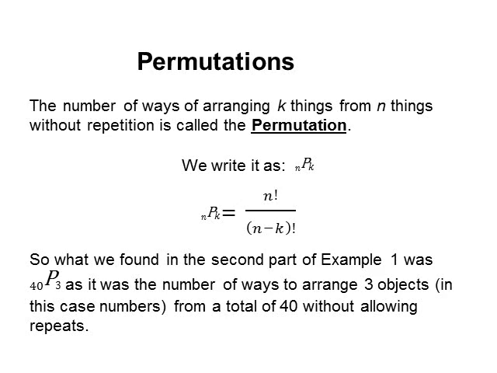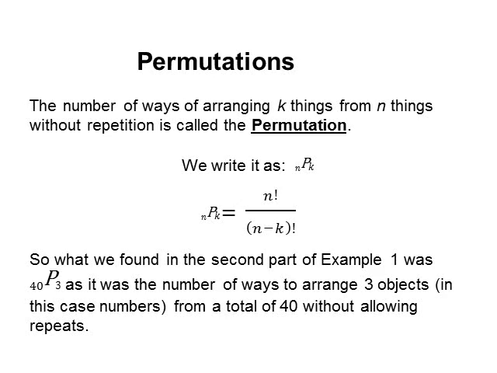Next is permutations. Permutations are simply different orderings or arrangements of certain objects. In general, the number of ways of arranging k things from a total of n things without repeats is called a permutation of n objects taken k at a time. This will be written as nPk, where n and k are subscripts as shown. nPk is equal to n factorial divided by n minus k factorial.